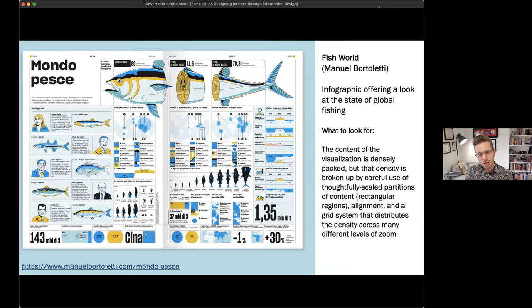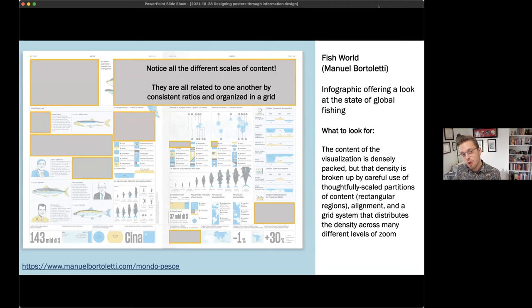Here's another example of an infographic that uses composition very effectively. So here we have, again, a lot of content. There's a lot of information being presented. It's a very dense figure. But again, if we draw rectangles on top of all of the different regions of content, we see that there is a grid structure to this infographic as a whole. And the regions of content, very importantly, are related to one another by consistent ratios.